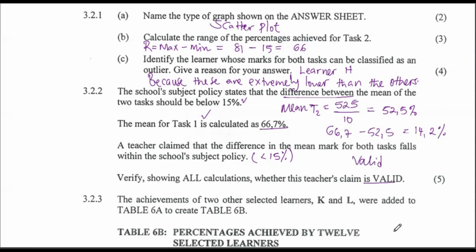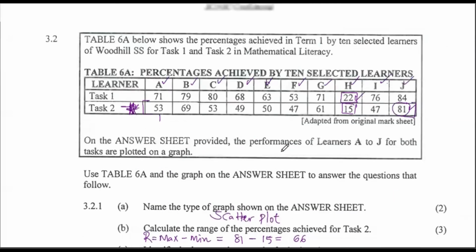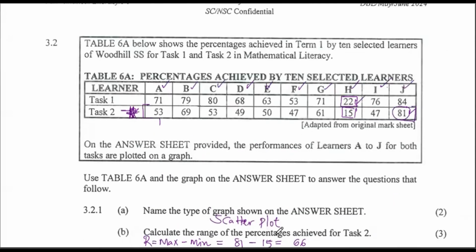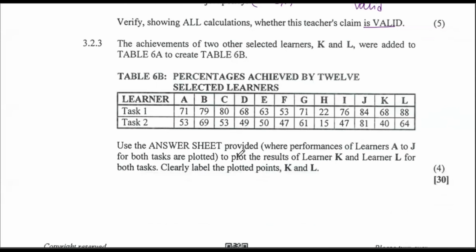Here you are supposed to only get the mean for task 2, because for task 1 the mean is already given to you. We look at the other question here, which is 3.2.3.